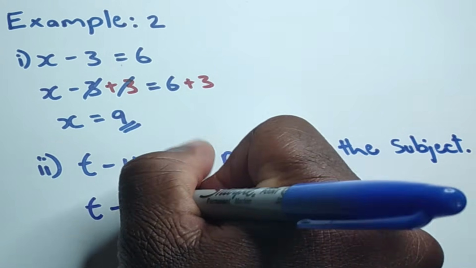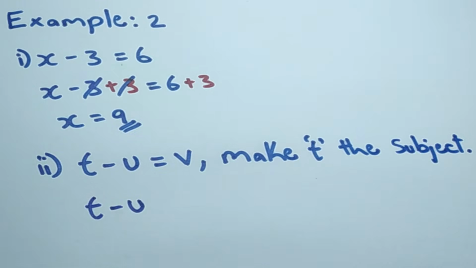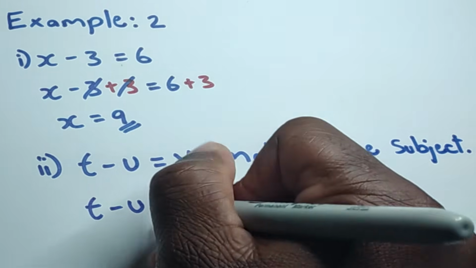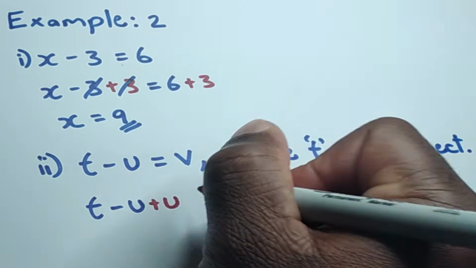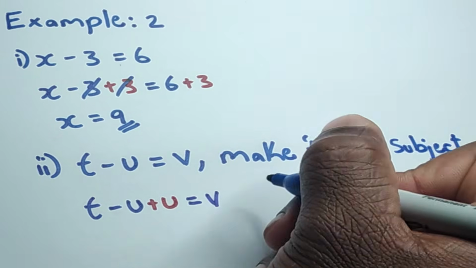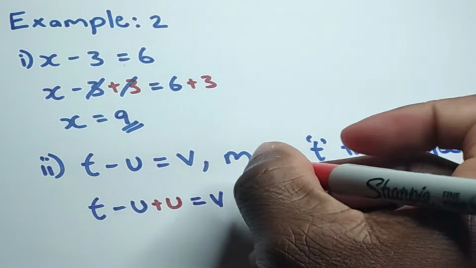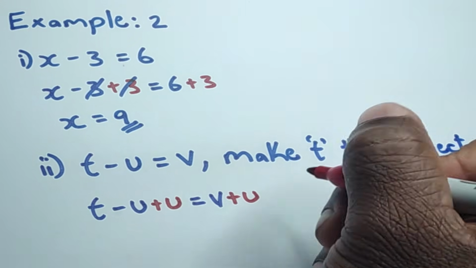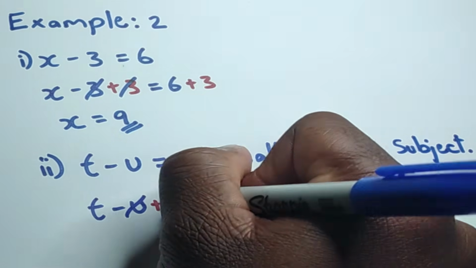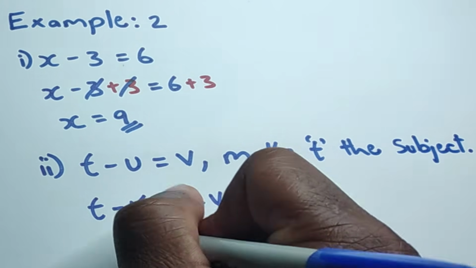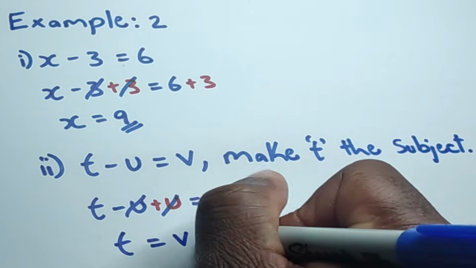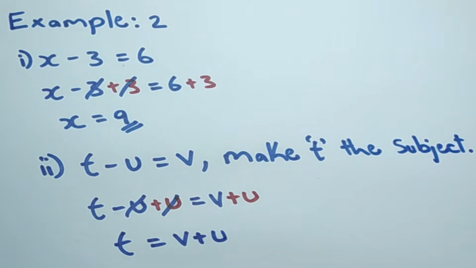So here we have t minus u. So in order to get rid of the minus u, we are required to do the opposite of minusing u, which is to do what? To add u, alright? And if we add u to this side, we are also required to add u to the other side as well to keep the equation balanced. Now, minus u plus u, these things will cancel out each other and we'll be left with t is equal to v plus u. Alright, so it's quite easy actually.